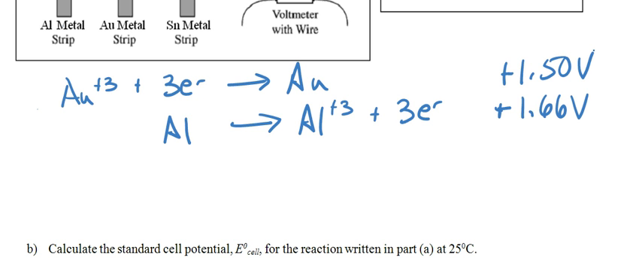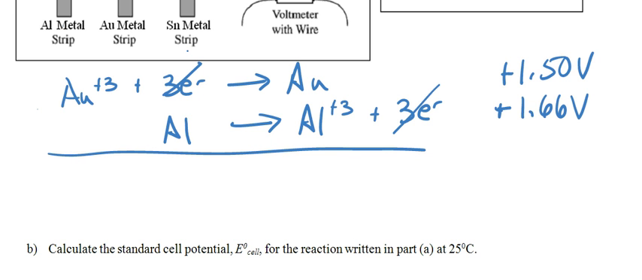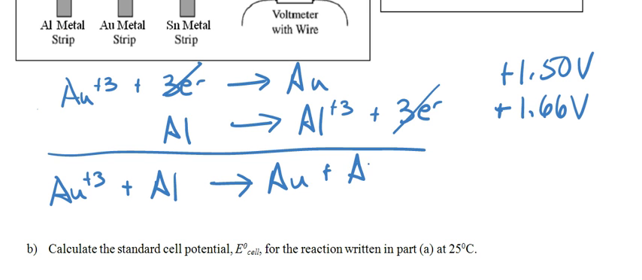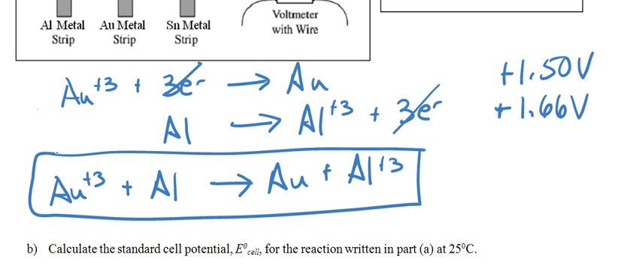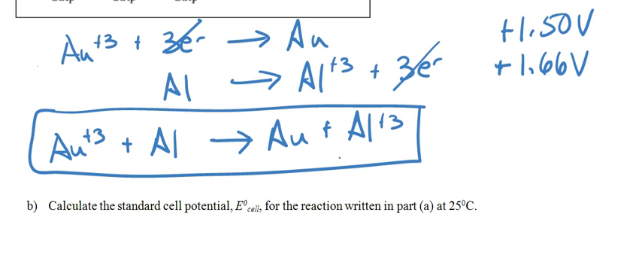Again, we don't care about the total voltage on this. All we're looking for is the net ionic equation. So we'll cancel out the 3 electrons. We've got our gold plus 3, our aluminum, our gold metal, and our aluminum ions. So that right there is our balanced equation. Unfortunately, there are the same number of electrons on both sides, so there's no multiplier, so that kind of stinks.